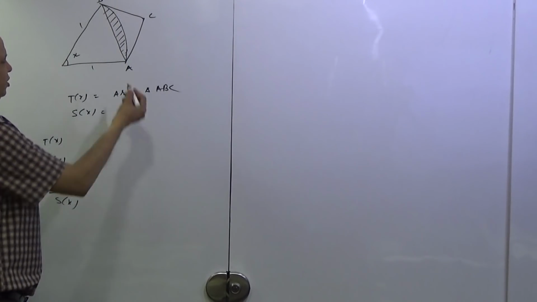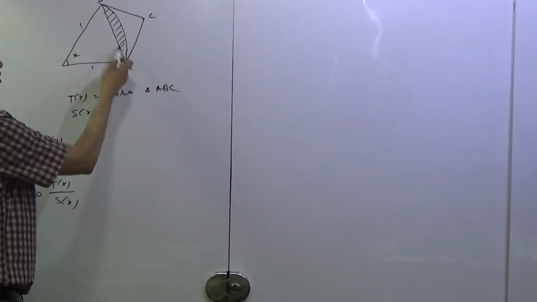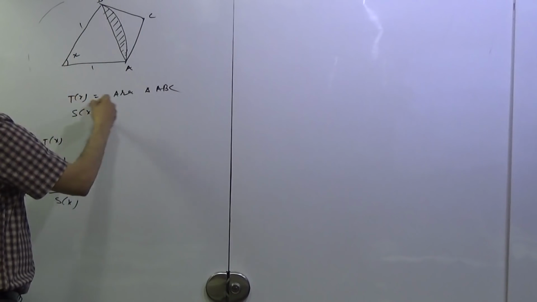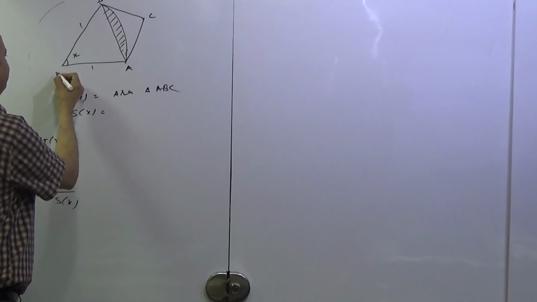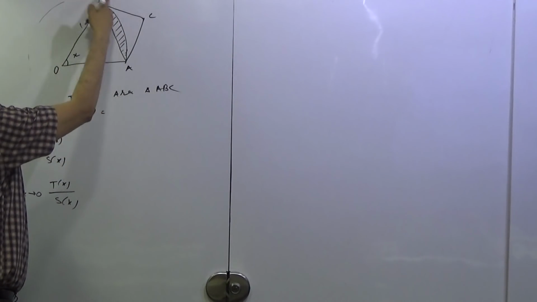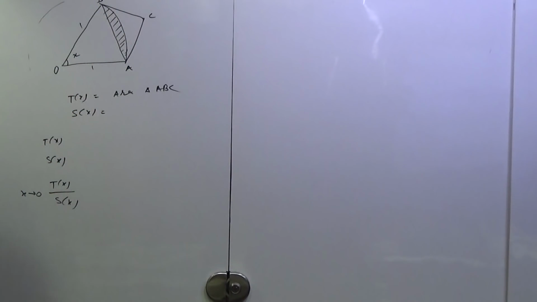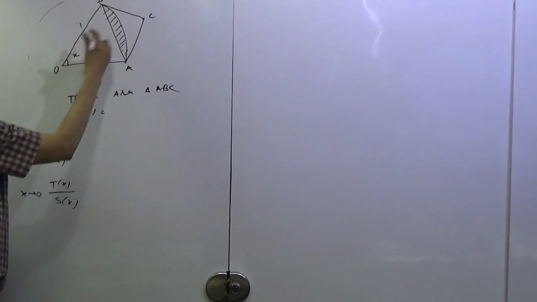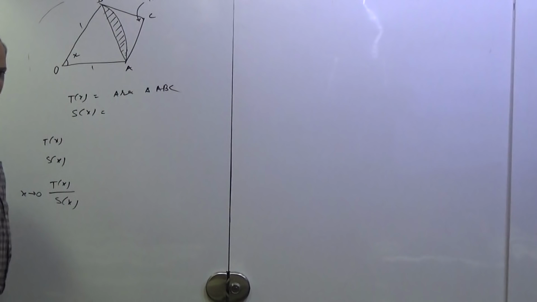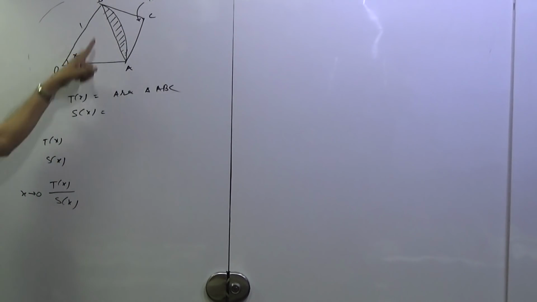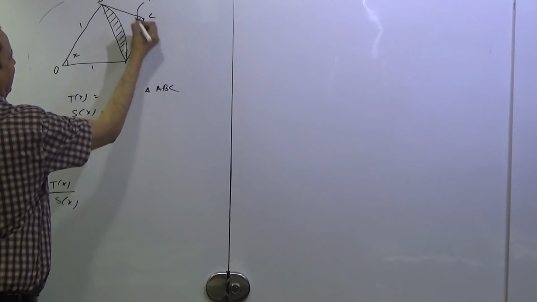You must be knowing the property that if you make the complete circle and draw the tangents over here, then OACB is a cyclic quadrilateral. If this angle is x, then this angle would be pi minus x, the opposite angle of a cyclic quadrilateral. So to find the area of the triangle, let this length be L.